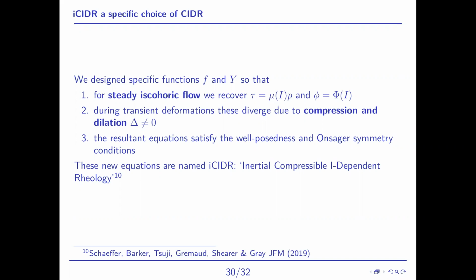So we need some kind of boundary conditions, if you will, or limiting states. And so we say that for steady flows, and when the flows are also isochoric, so there's no volumetric changes happening, then we'll go back to μ(I) rheology and Φ(I) rheology. So they're the things that have been found experimentally. But during transients, anything that is non-steady or non-isochoric, we're of course going to have divergence or contraction. And so delta is going to be non-zero.